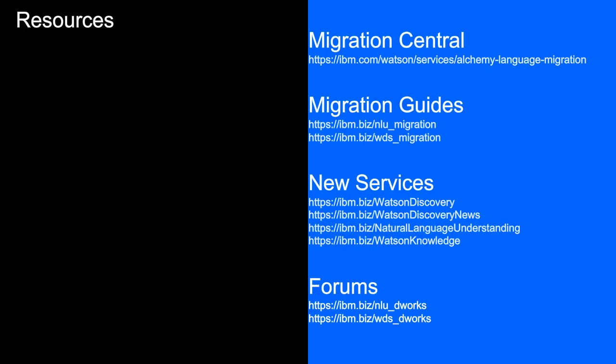And this essentially summarizes the cheat sheet for all of the links that you will need. Migration Central has all the resources you need, has specific links for individual migration guides for Natural Language Understanding and Watson Discovery. I've also included links to the services: Watson Discovery, Watson Discovery News, Natural Language Understanding, and Watson Knowledge Studio. And finally, the forums is where you can get all your questions answered. If you run into trouble with a particular API call, or you have trouble doing a type of query, just reach out to us and ask us on our forums. We have separate forums on developerWorks for NLU and Discovery. So you could post there, and we're here to answer questions that you have related to the migration as well.